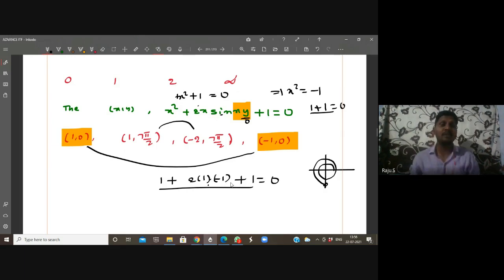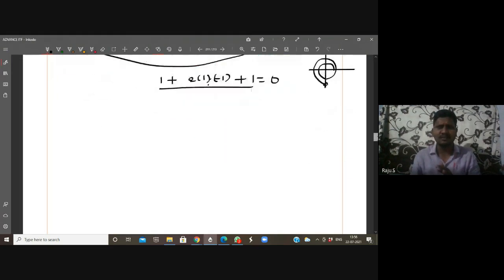No. Carefully, how to do this: 7 pi by 2 means again it becomes 270. 270 is nothing but minus 1. So it will be satisfied. The answer, the second option, is the correct option, by verifying the options. The general solution is generally too difficult to solve, so unnecessarily there is no need to do that.